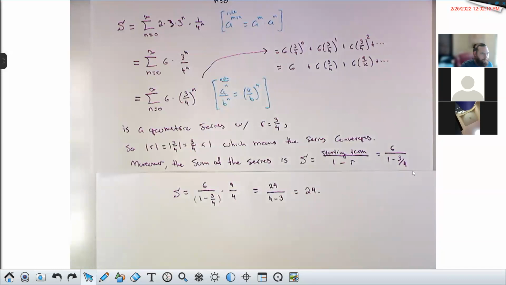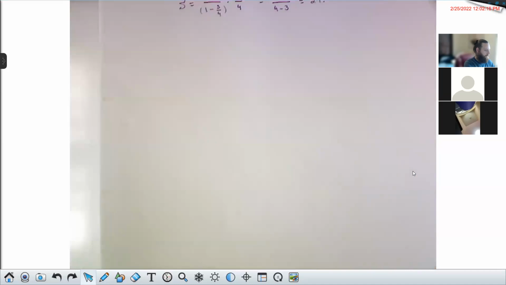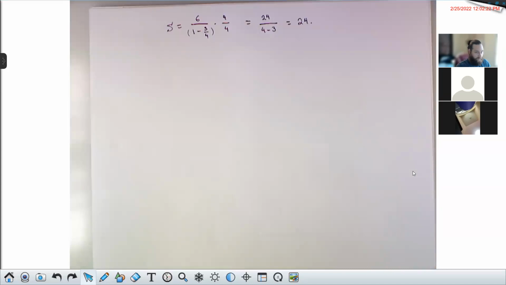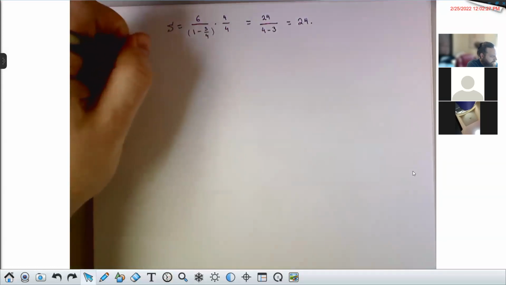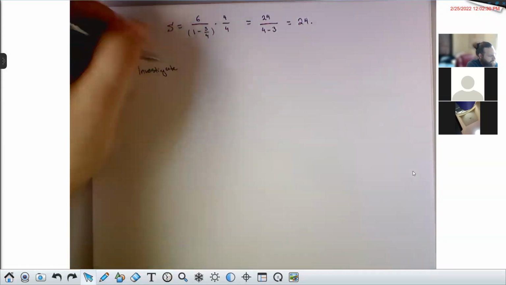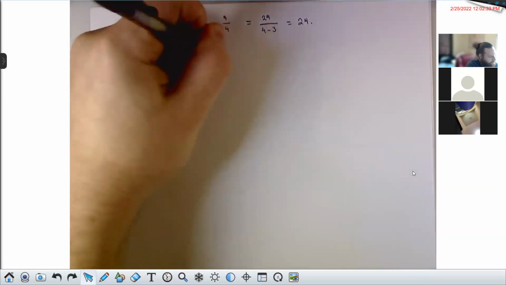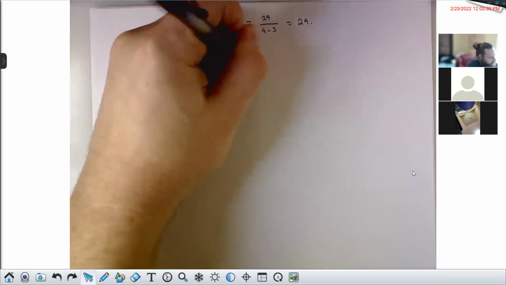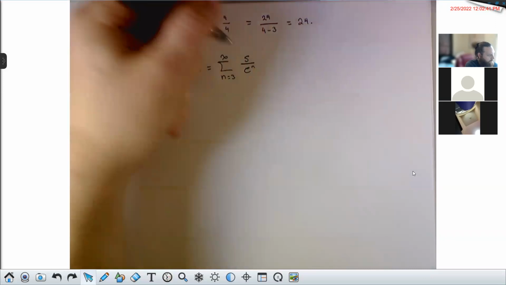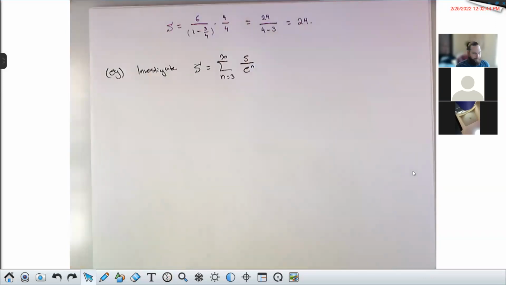Okay, let's try one more. Here, I'll highlight why the book's formula is not ideal and why you should use the one I give you instead. Let's investigate the series S equals sigma n from 3 to infinity 5 over e to the n. E here being Euler's number, 2.71828, and so on.